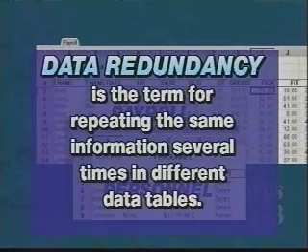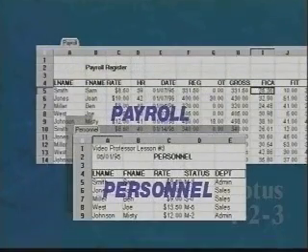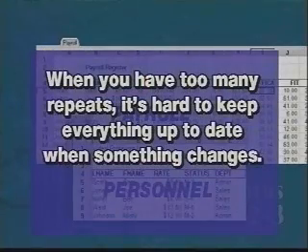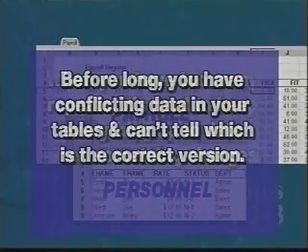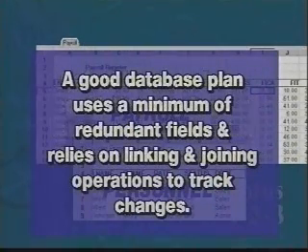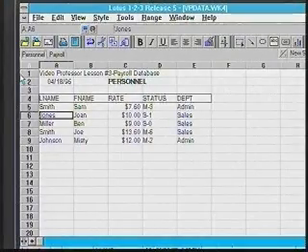Data redundancy is the $10 word for repeating the same information several times in different data tables. A little bit of repetition is expected and even useful. For example, having the employee's name in both the personnel and payroll files. But when you have too many repeats, it's hard to keep everything up to date when something changes, like a person's address. And before long, you have conflicting data in your tables and can't tell which is the correct version. Therefore, a good database plan uses a minimum of redundant fields and relies on linking and joining operations to track changes. For the payroll data table, we'll use the L name, F name, and rate fields.